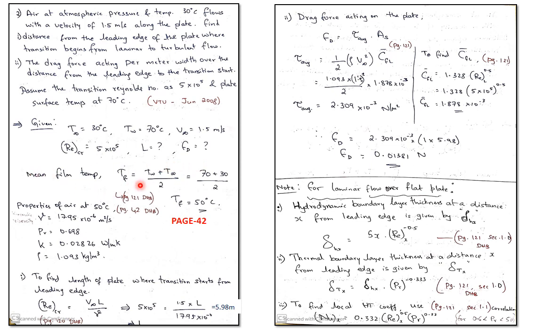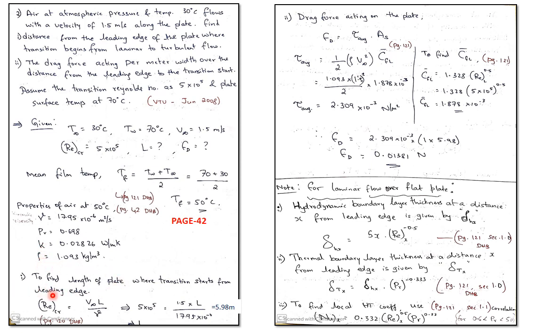The very first step is to find the mean film temperature TF as TW plus T infinity by 2, that is 70 plus 30 by 2, so 50 degrees Celsius. If you go to page number 42 of the data handbook, you can find the properties of air at 50 degrees Celsius. Just write down the values: viscosity, Prandtl number, thermal conductivity and density.